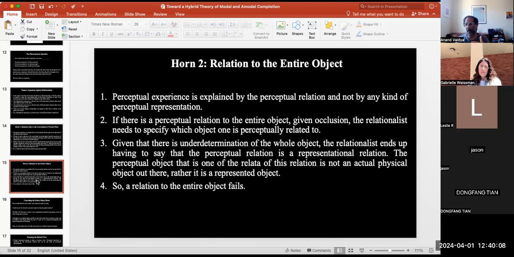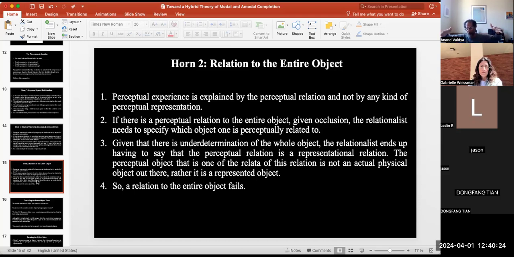You can't answer that without pertaining to something like a hypothetical cat, but a hypothetical cat isn't the actual cat. So you're not related to the actual cat. So this is not a form of pure relationalism. This has got to be a form of representationalism. So relationship to the entire object fails.